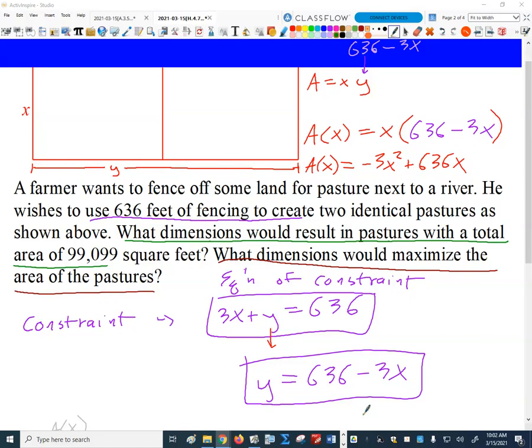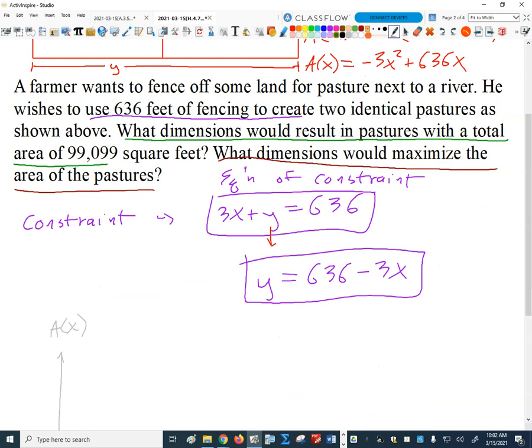So how could I use my area function? Okay, there's a good suggestion, right? I know that I'm asking, when does the area equal 99,099? So I'm just going to make that substitution and solve, right? So we end up then with the equation. If we do that, I end up with the equation negative 3x squared plus 636x equals 99,099. Okay, so now we can flip into algebra mode and we're going to solve that quadratic equation.